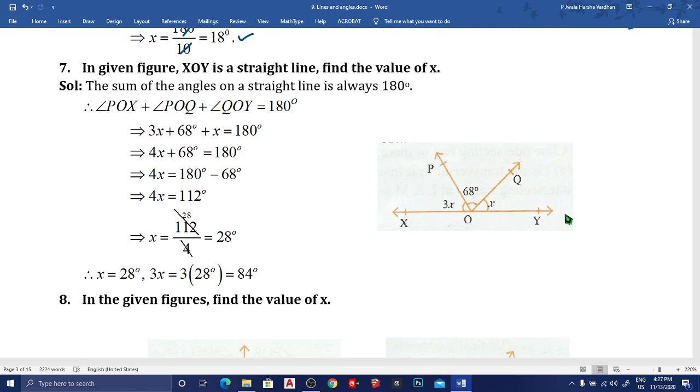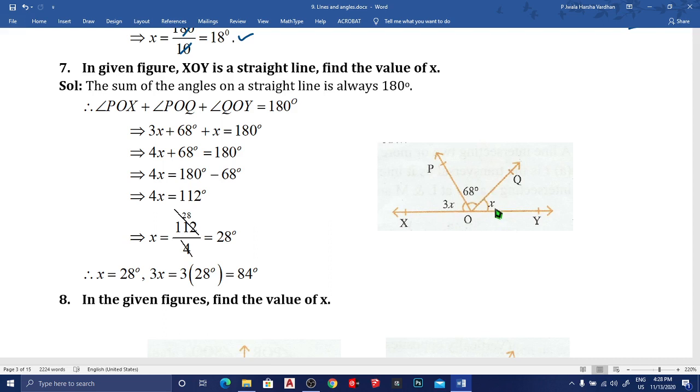Next, in the given figure, XOY is a straight line. Find the value of x here. And all of you know that if the figure is given like this, we have to recollect the property, which is: the sum of the angles on a straight line is always 180 degrees.